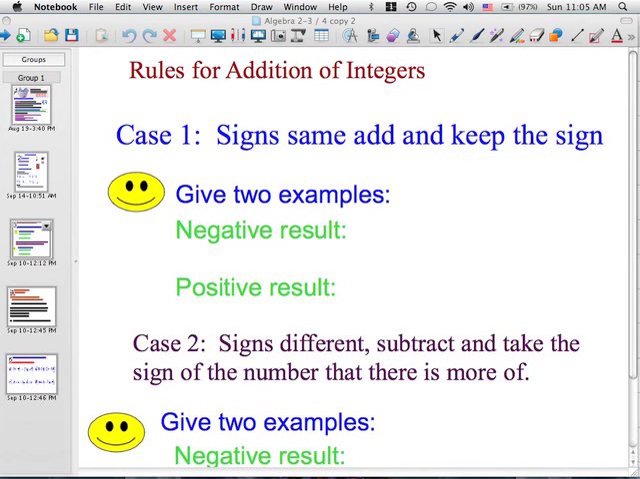Welcome to the algebra class. We are doing chapter 2, section 3 and 4. Section 3 deals with adding integers and subtracting integers.